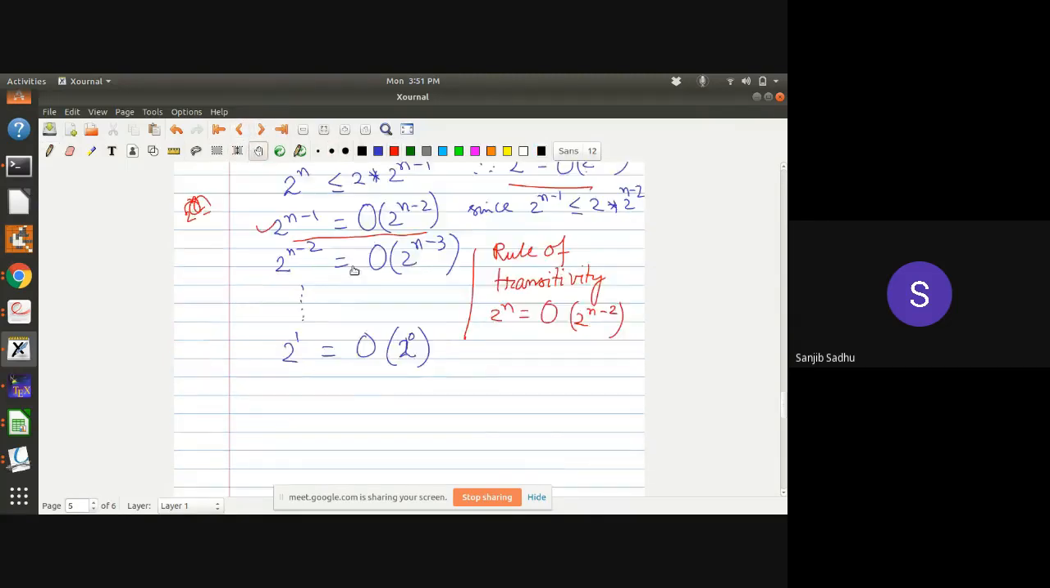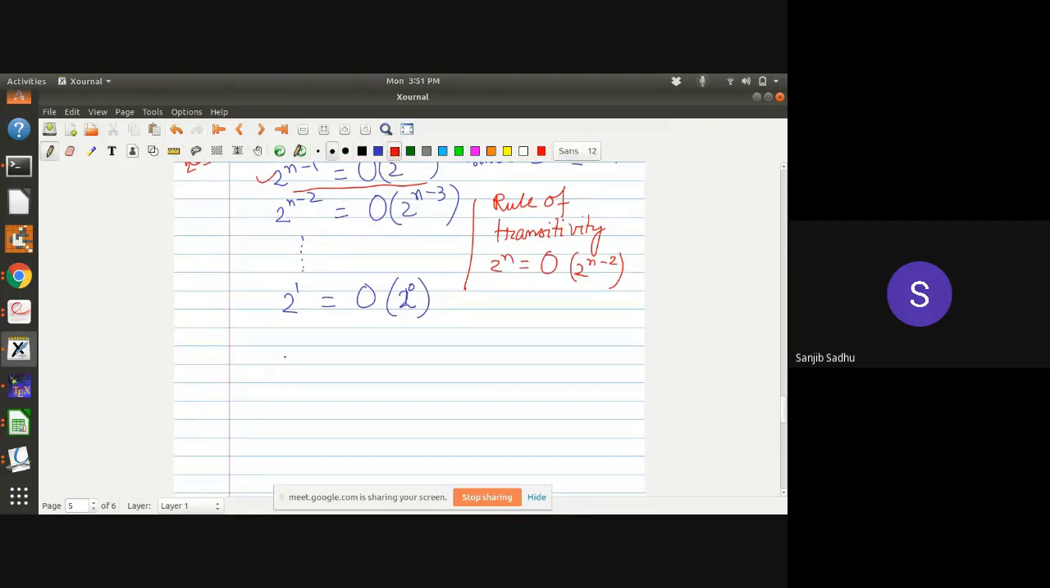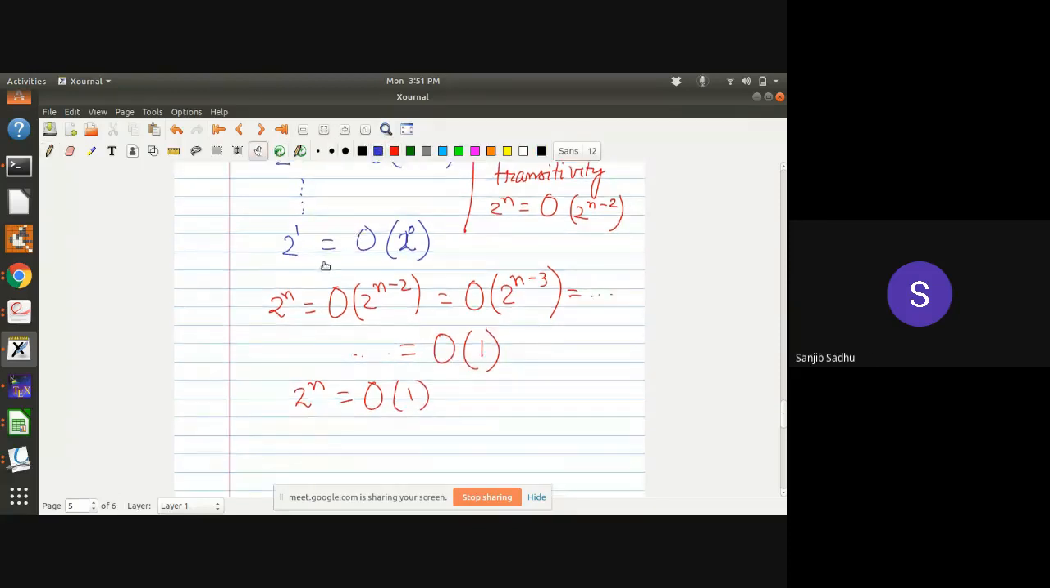Now you apply all this. So if you apply this, what shall I get? That 2 to the power n will be big O of 2 to the power n minus 2, and 2 to the power n minus 2 is big O of 2 to the power n minus 3. So I can write like this. In this way I can write that this is equal to big O of 1. Fine. So we have shown 2 to the power n is big O of 1. I have proved. But I know that this is wrong. It cannot be.